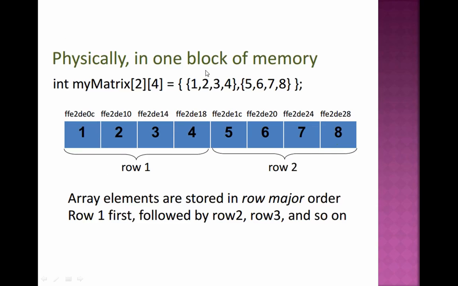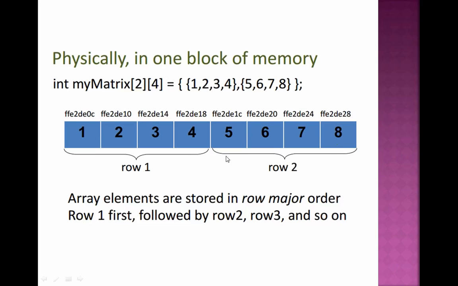This is physically in one block of memory. This is physically how we can store. This is 2 4, that is 2 rows and 4 columns. That is 0 1 are the rows and 0 1 2 3 are the columns. That contains values 1 2 3 4 5 6 7 8, that is 2 rows and 4 columns.